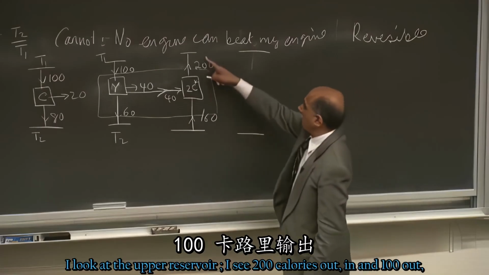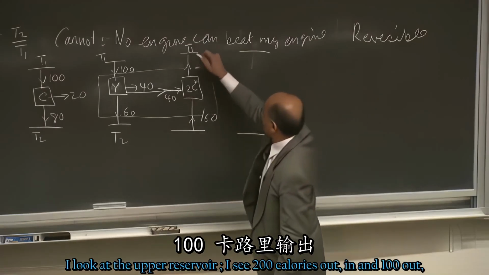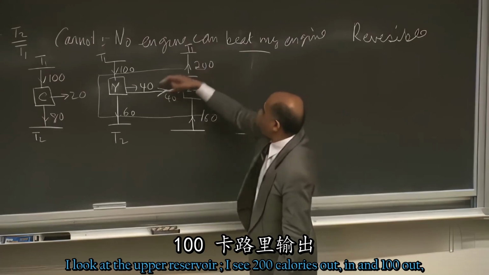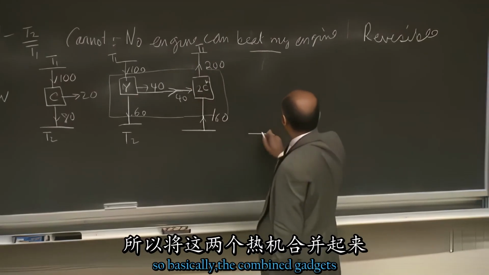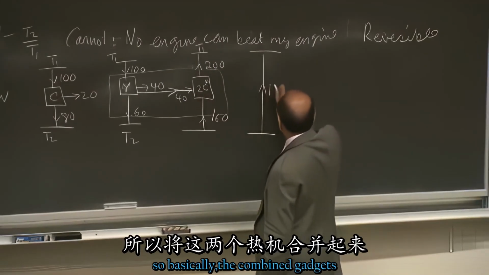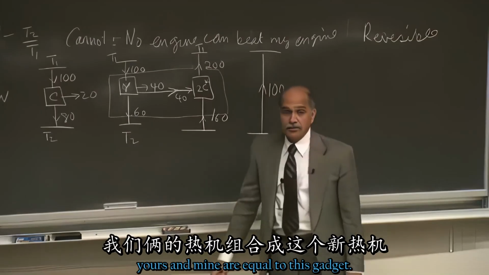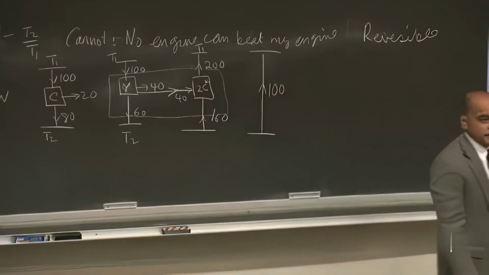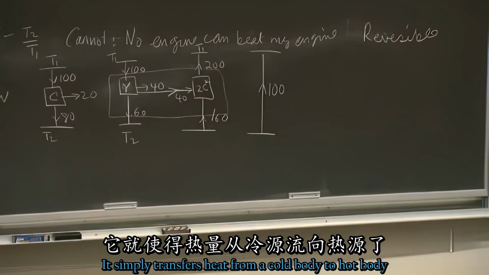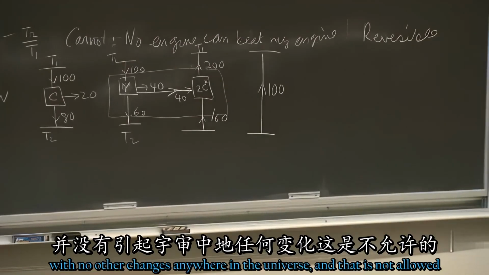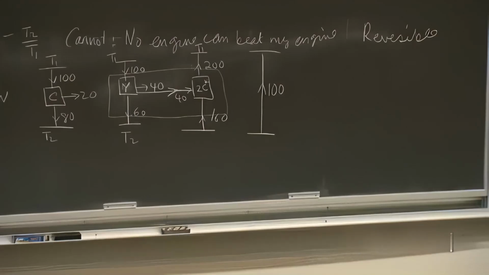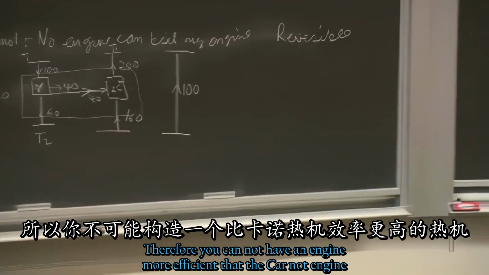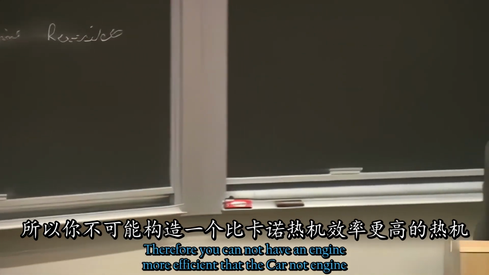I look at the upper reservoir, I see 200 calories out in and 100 out. So basically, the combined gadgets, yours and mine, are equal to this gadget. It simply transfers heat from a cold body to a hot body with no other changes anywhere in the universe. And that is not allowed. Therefore, you cannot have an engine more efficient than the Carnot engine.